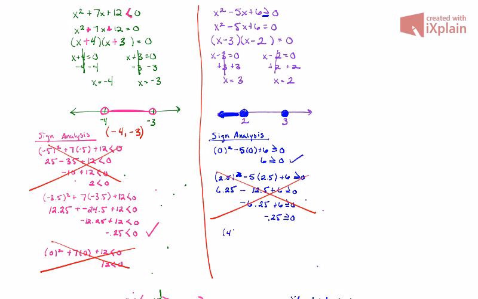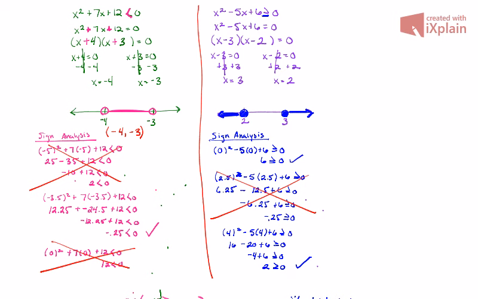And finally, to the right of 3, I'm going to pick 4. It's going to give me 16 minus 20 plus 6 is greater than or equal to 0. -4 plus 6 is greater than or equal to 0, or 2 is greater than or equal to 0. And that's true, so we can shade to the right of 3.